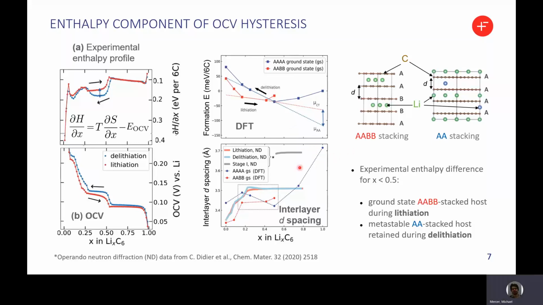And actually, this hypothesis is supported by examination of the interlayer carbon spacings, where DFT and results from in operando neutron diffraction show the same trend for x less than 0.5. So we attribute this experimental enthalpy difference to the ground state structure following an AB stacked host during lithiation, but retaining a metastable AA stacked host during delithiation.